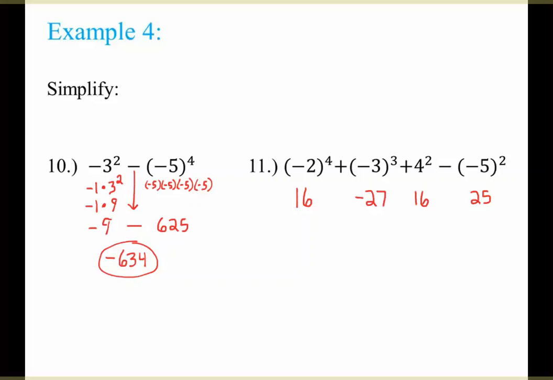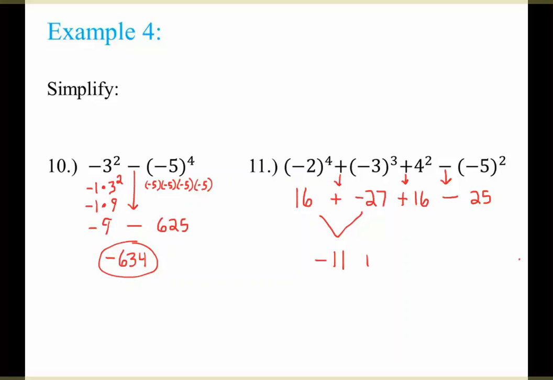And then I'm just going to bring down my operations. So here I have the plus sign, here I have the plus sign, and then this one is a minus sign. And now I'm on the adding and subtracting phase. I do need to do these from left to right. That is the order of operations. So I'll begin here, 16 plus negative 27. That's a war problem. Negatives win, and they win by 11.